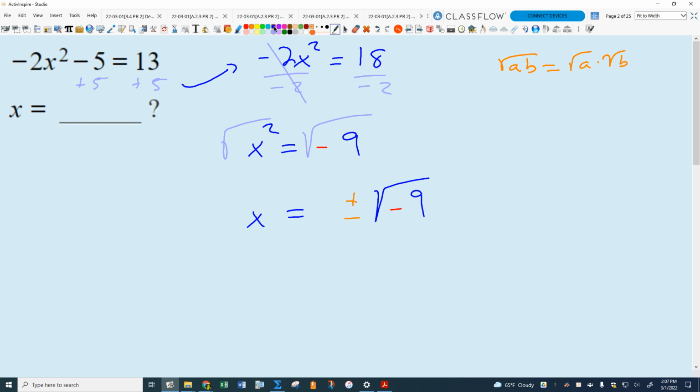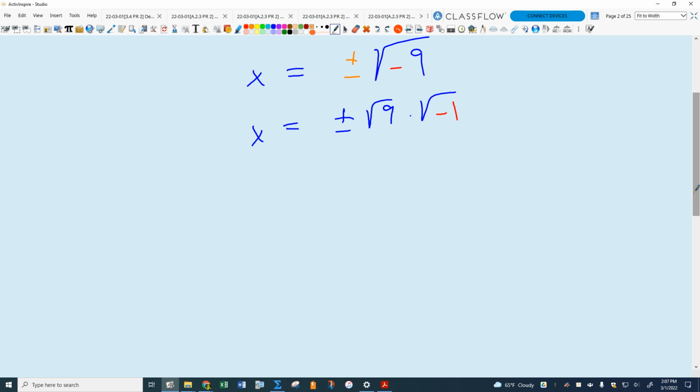So I could write this as x equals plus or minus the square root of 9 times the square root of negative 1. Okay, the square root of 9 is fine. What's that? 3. That's no big deal. What about the square root of negative 1? Now, there's no answer to that you're aware of, but it turns out the square root of negative 1 is defined as the imaginary unit.